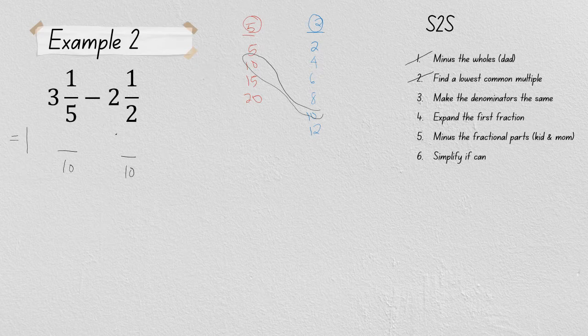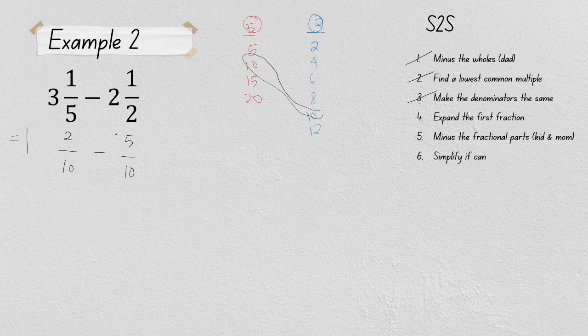So step 3, make the denominators the same. So how do you change from 5 to 10? You need to multiply it by 2. Whatever you do to the bottom, you have to do to the top. So 1 times 2 gives 2 minus, how do you change from 2 to 10? You need to multiply it by 5. Whatever you do to the bottom, you have to do to the top. So 1 times 5 gives 5. Let me just erase that. Okay, right, so that is step 3.